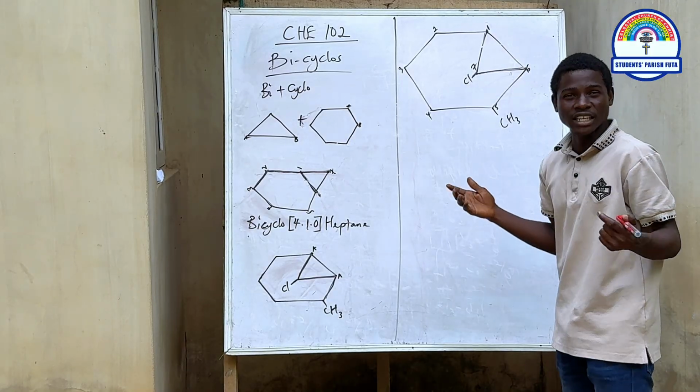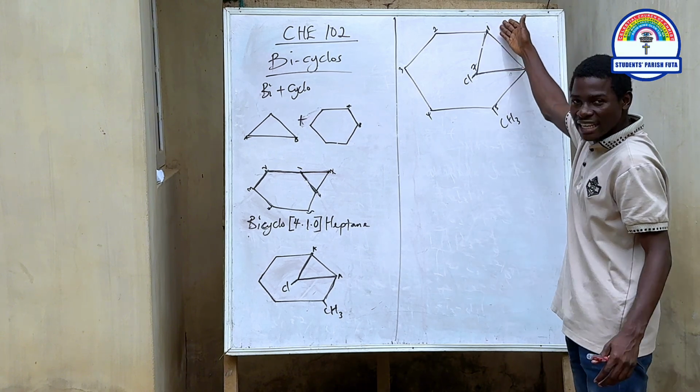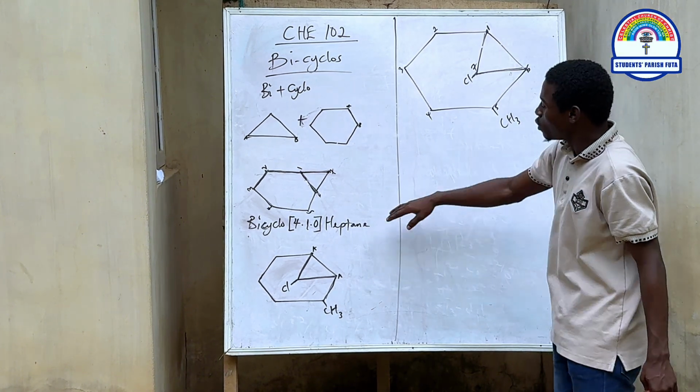Because with both of them, there is no head and no tail unless you decide which one is the head or which one is the tail. So this one, I have decided that this should be my head. Now let me look at what my decision will bring about. Your decision will not affect this numbering.